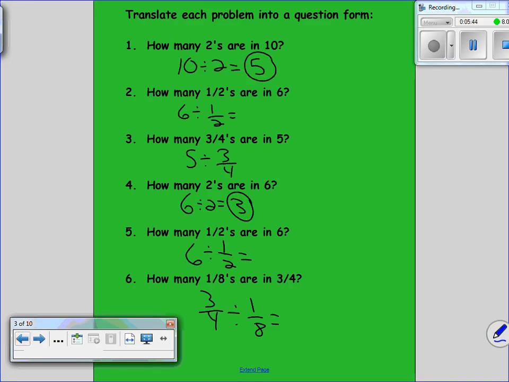Let's see if we can solve these now. So if I rewrite this problem with the reciprocal, it'd be 6/1 times 2/1. So 6 divided by half would be 12. Remember, the other problem was half divided by 6. Do you see the difference? Let's take a look at another one.